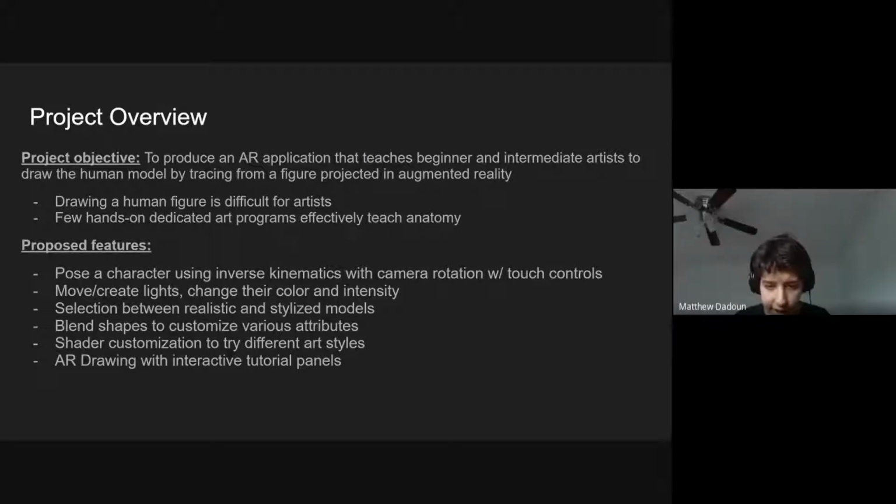For this project, the user can pose a character using inverse kinematics with camera rotation using touch controls. They can move and create lights and change the color and intensity for shading experimentation. There is a selection to switch between realistic and stylized models, and blend shapes to affect attributes for those different models. Shader customization allows even further experimentation if you want to get wild. And most importantly, the AR drawing portion with interactive tutorial panels will take you through the steps of drawing the desired model that you make in the editor, pretty much. Okay.